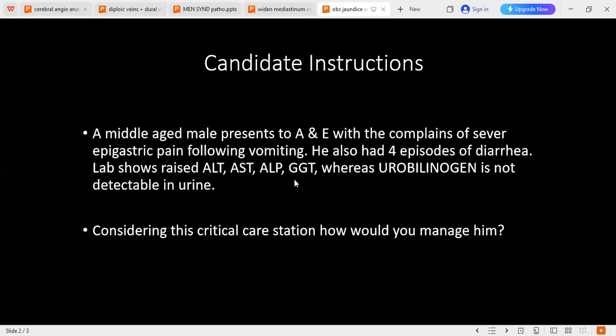Okay, this gamma glutamyl transferase can also be raised in people who are chronic alcoholics. Then how would you differentiate, or how would you determine the cause of obstruction? Would you be able to, or is it not possible? Maybe I will come back to this question later. Okay, good.